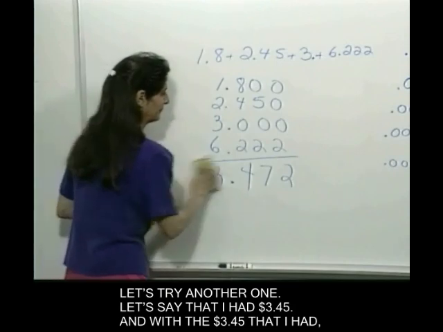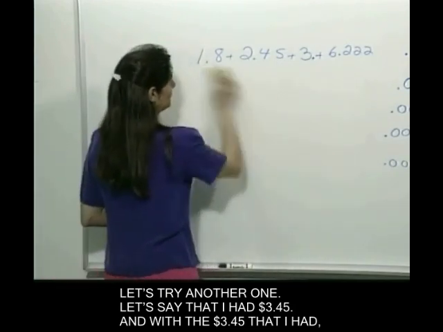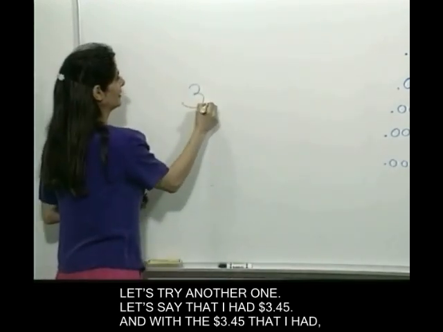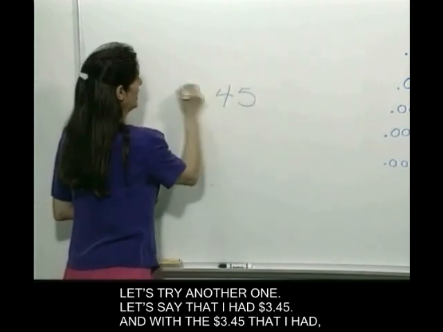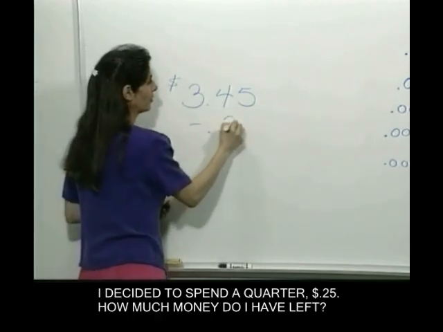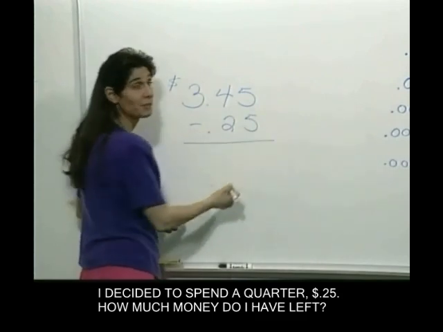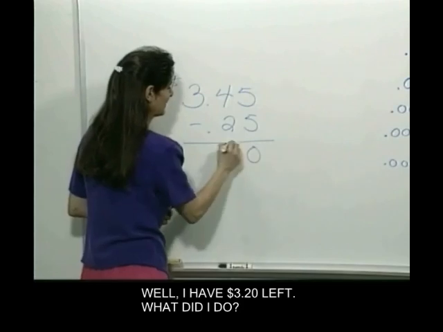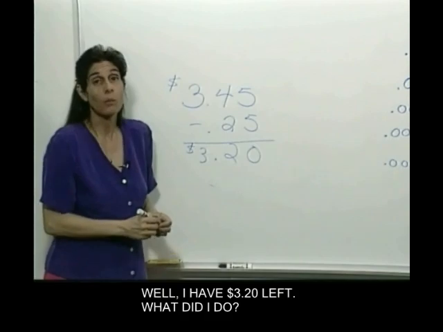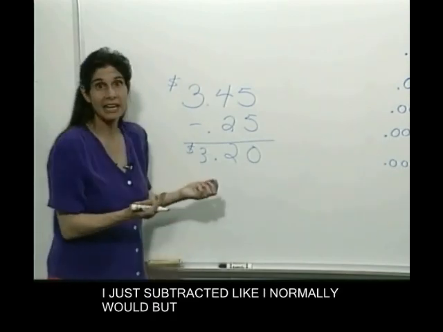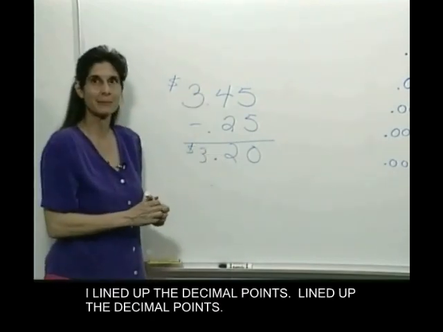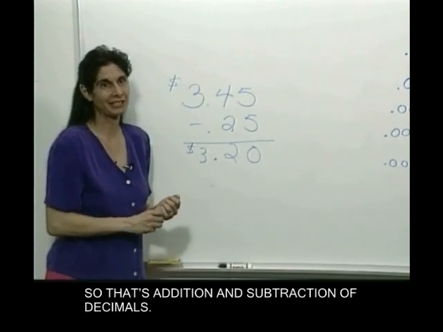Let's try another one. Let's say that I had $3.45. And with the $3.45 that I had, I decided to spend a quarter. How much money do I have left? Well, I have $3.20 left. What did I do? I just subtracted like I normally would, but I lined up the decimal points. So that's addition and subtraction of decimals.